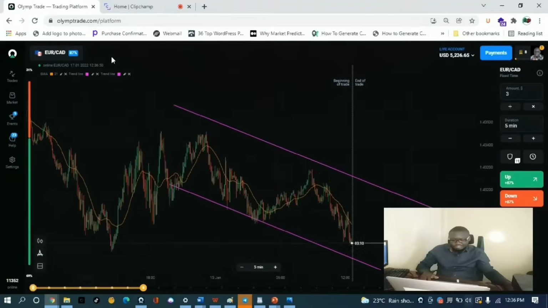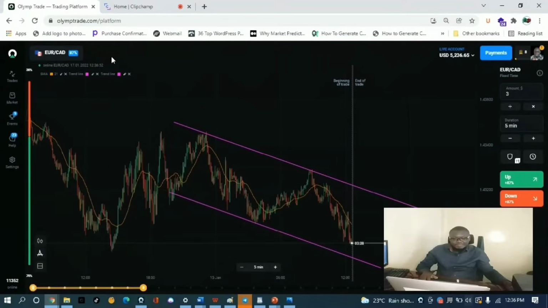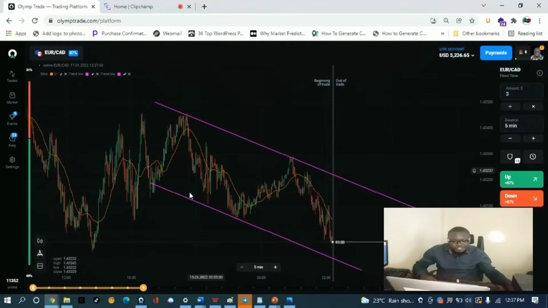So after you've done that, you'll notice that we now have a support and resistance level set on our chart. This is our support level, this is our resistance level. So if you want to buy, we will be buying on these levels, and if you want to sell, we will be selling on these levels. If you look at this chart at the moment, prices are moving towards our support level.